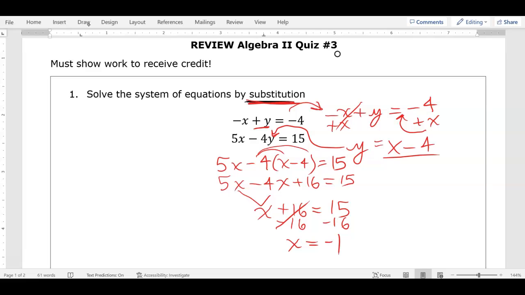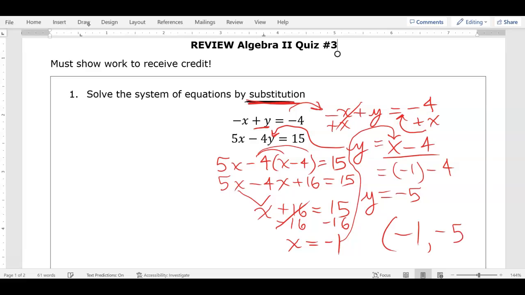Cool. Now once I know x is negative 1, I can take it and put it right there. So y equals negative 1 minus 4. And what is negative 1 minus 4? Negative 5. Okay, so if I know x and I know y, I can write it as an ordered pair. Negative 1, comma, negative 5.